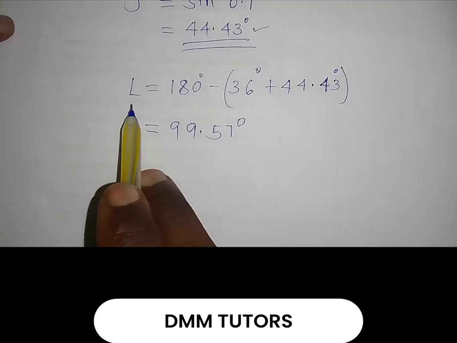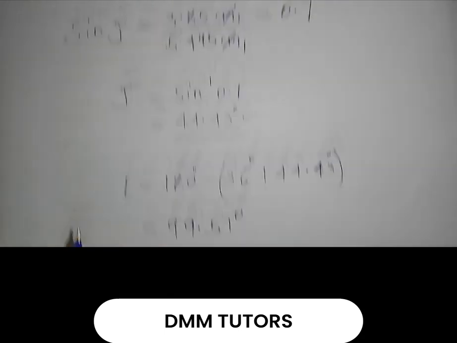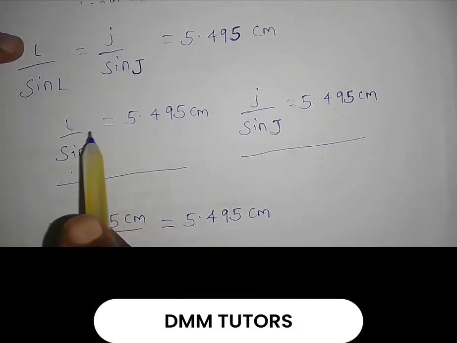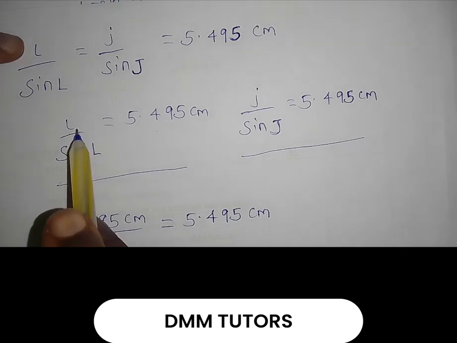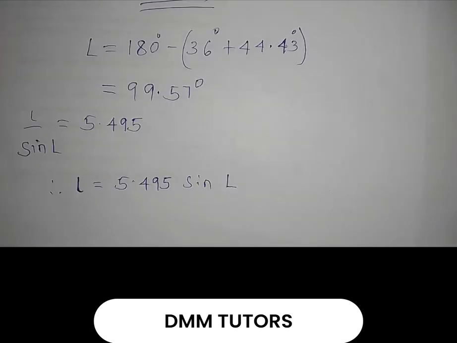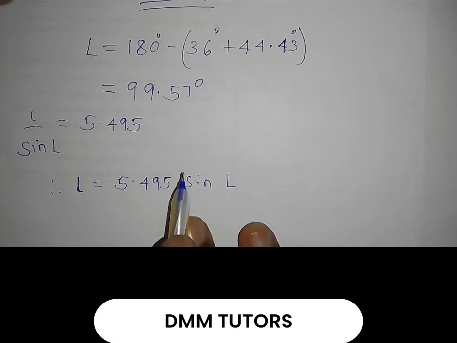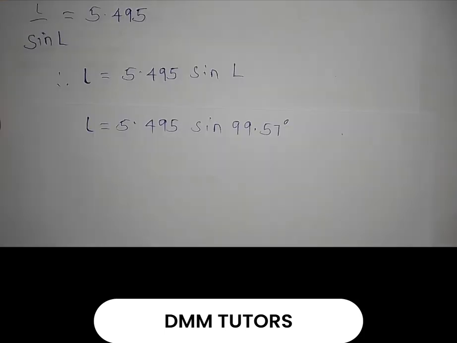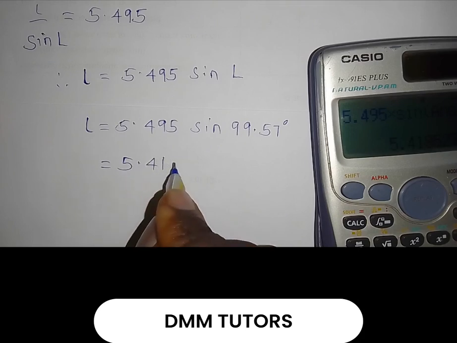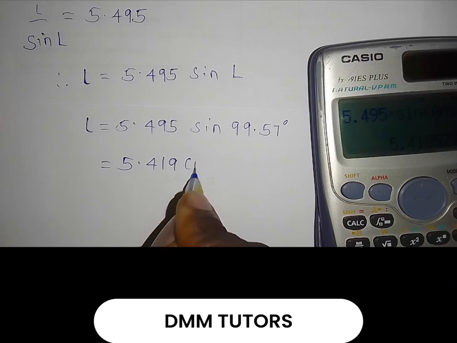Now after we have the angle at L, we are remaining with the side L. So using this ratio, we can find the side L. So L would be given by 5.495 times the sine of L. So we will have 5.419 centimeters.